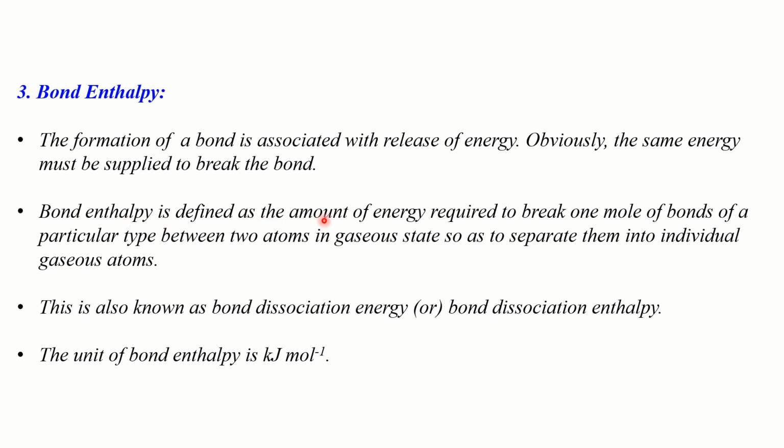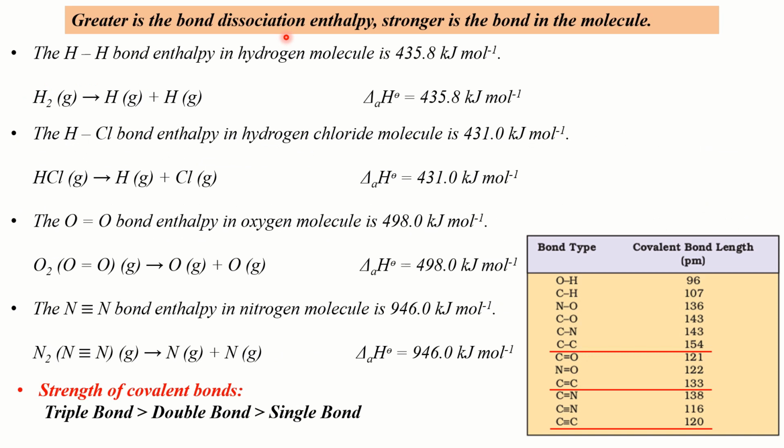It is defined as the amount of energy required to break 1 mole of bonds of a particular type between two atoms in the gaseous state so as to separate them into individual gaseous atoms. Okay, bond enthalpy is otherwise called bond dissociation energy or bond dissociation enthalpy. Bond enthalpy is expressed in units of kilojoules per mole.